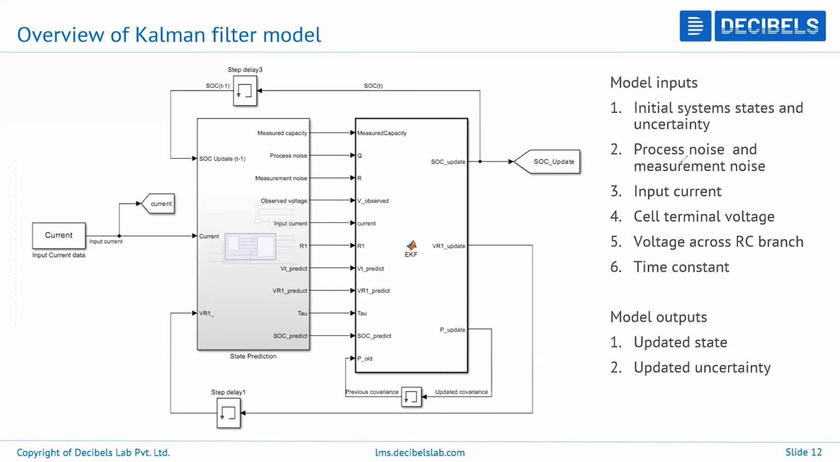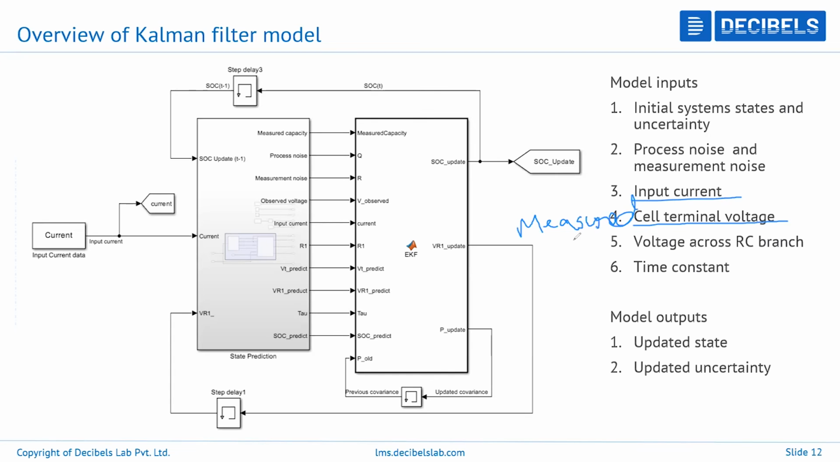That is another initial value that you have to provide, along with the measurement noise. Here measurement noise is usually considered as a single value, for example 1.5 times 10 raised to minus 3. It is initialized like this, and later on if updating this value is required, the Kalman filter can be adjusted to take care of this. Another input is your current. For cells or batteries, the input is always current, and the output will be your updated state. Then the cell terminal voltage, which is the measured value.